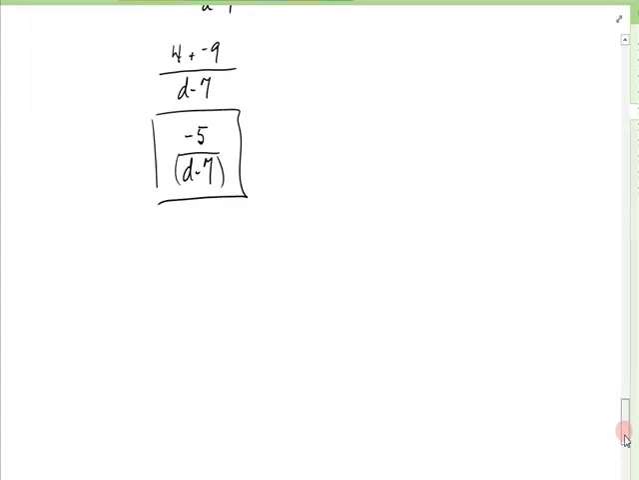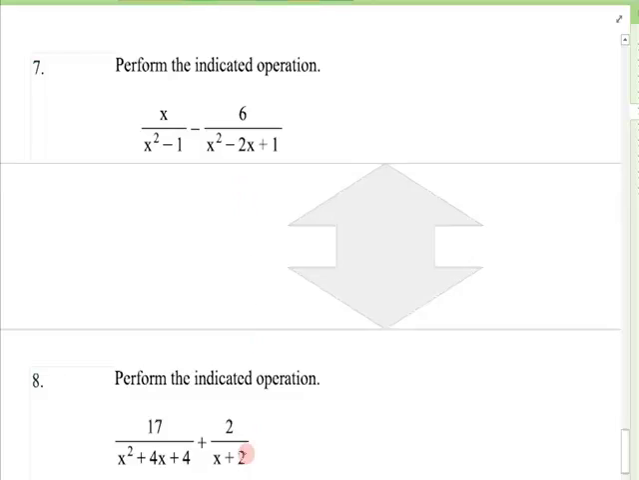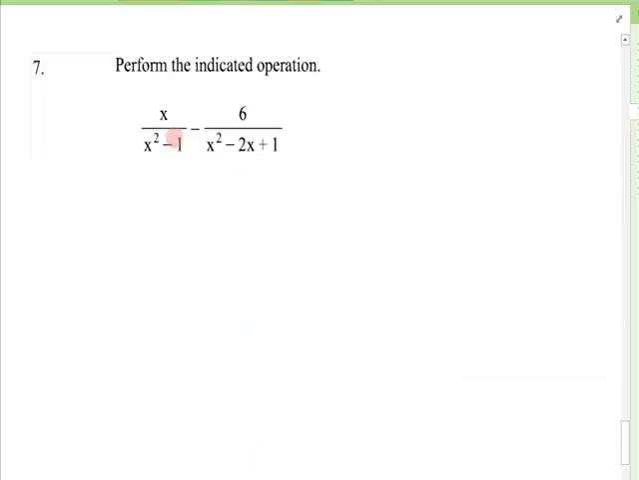Let's look at number 7. All right, this denominator is the difference of squares. I can factor it into x plus 1 times x minus 1. This denominator, it is a perfect square trinomial. If you don't recognize that, you would factor it into x minus 1 times x minus 1, but it's very helpful to recognize that that is x minus 1 squared.